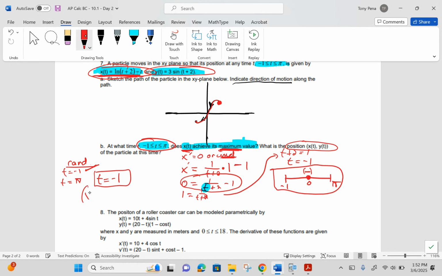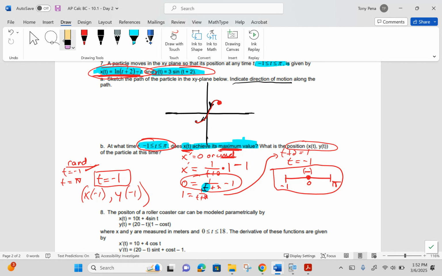We now need to find x of -1 and y of -1. And then whatever those decimals are, that's why we're going to use a calculator, whatever those values are, that is your position at that particular time. Okay? So plug in that first one, and then again, we can compare it to our graph.